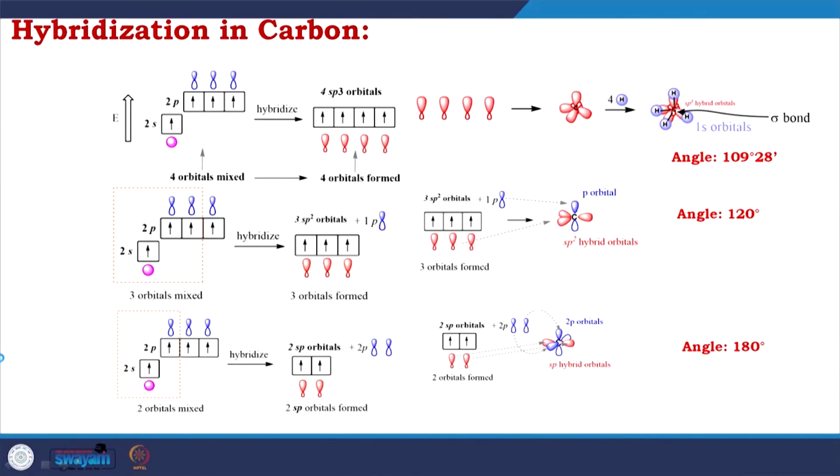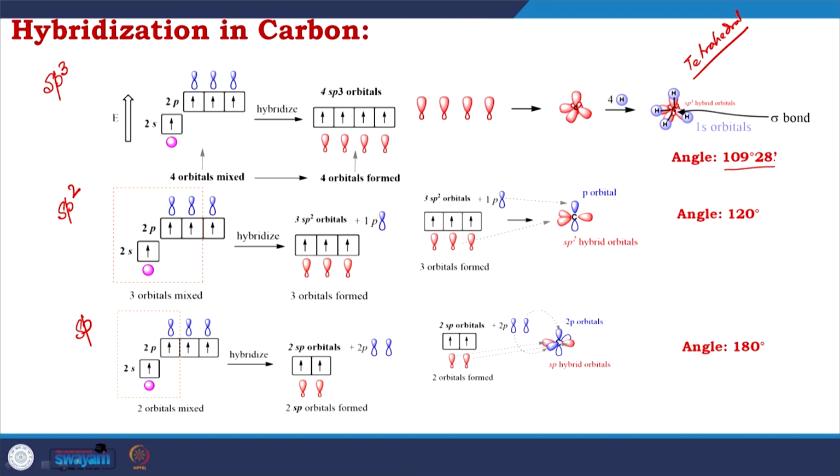I talked about hybridization. Remember, I talked about hybridization being of three types, most commonly in carbon it is sp3, sp2 and sp. We talked about sp3: there is one electron from 2s orbital, 3 electrons from 2p orbital, they hybridize to make 4 sp3 orbitals and they form a tetrahedral with an angle of 109 degree 28 minute.